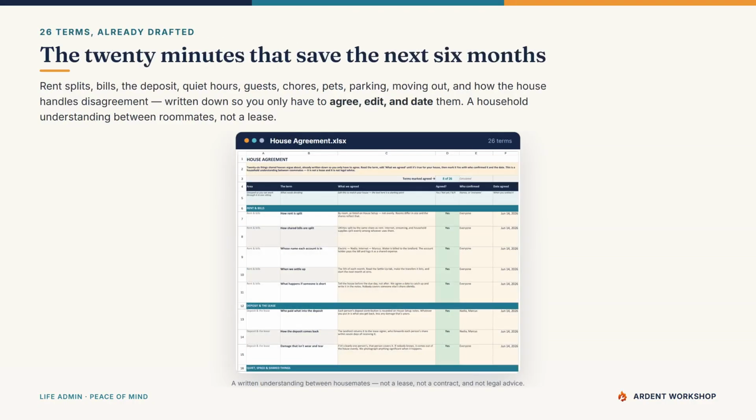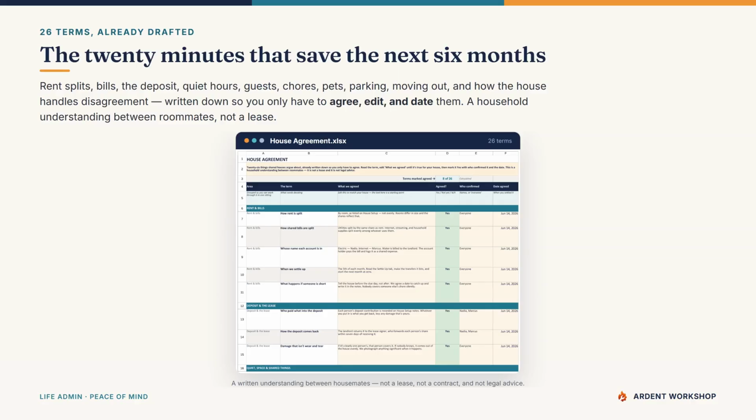Then sit down together with the house agreement. 26 terms across 8 areas already drafted. Rent and bills, the deposit, quiet hours, guests, chores, pets, parking, moving out, and how the house handles a disagreement. You read each one out, change the wording until it's true for your house, and mark it agreed with who confirmed it and the date.